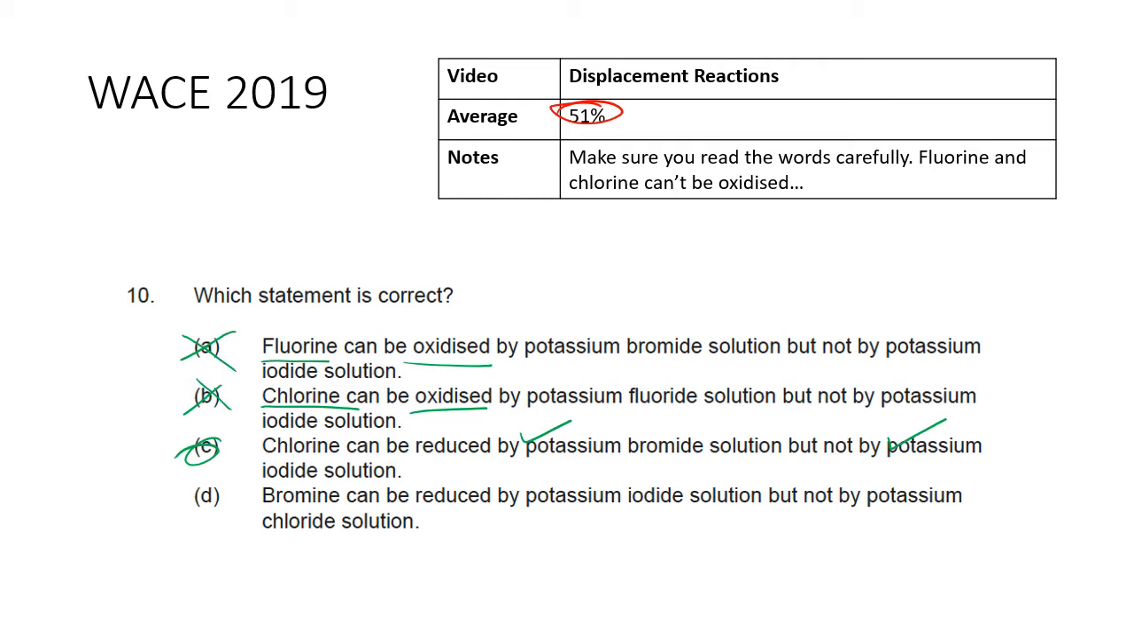Bromine can be reduced by potassium iodide. Bromine by iodide, that will work, yes, but not by potassium chloride solution. Bromide cannot be by potassium chloride solution. That is also correct. What am I not getting right here?